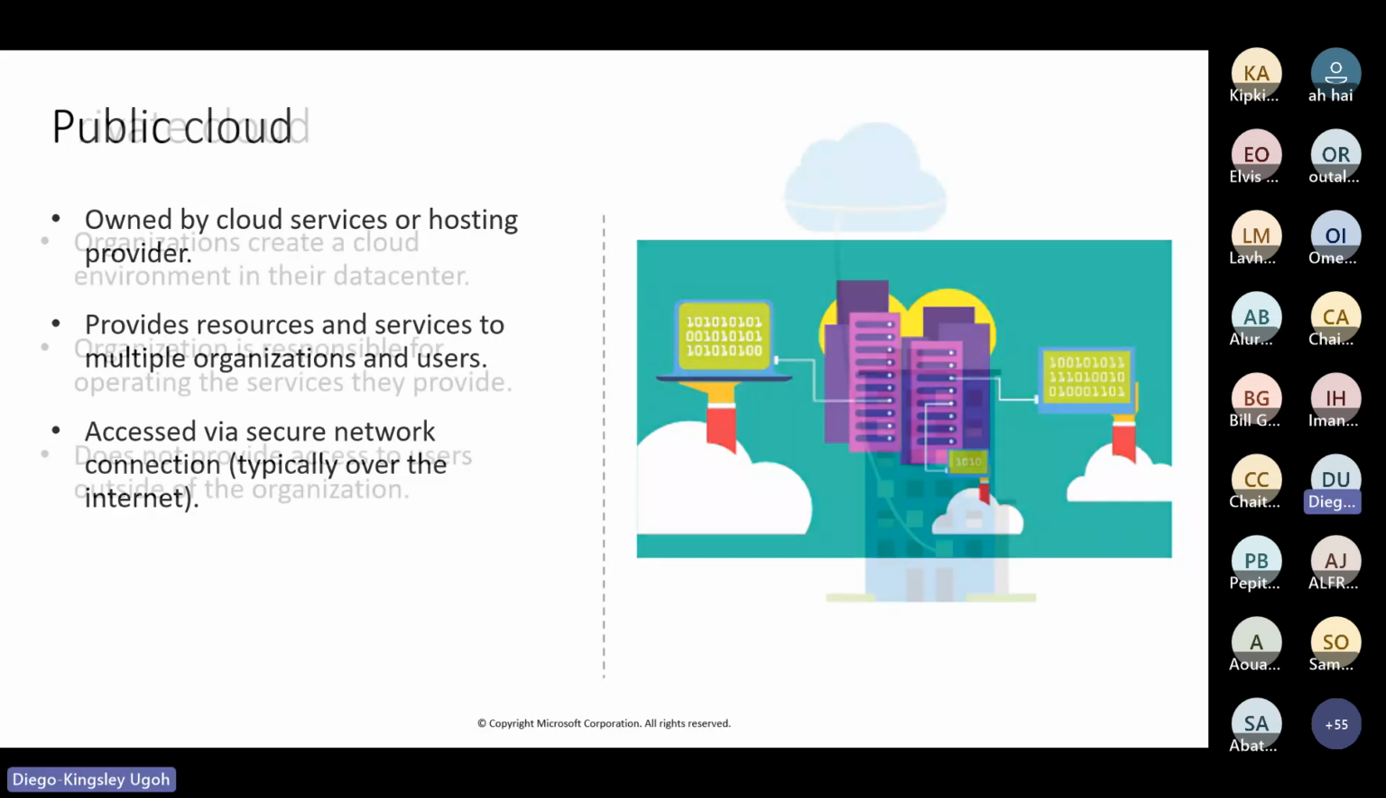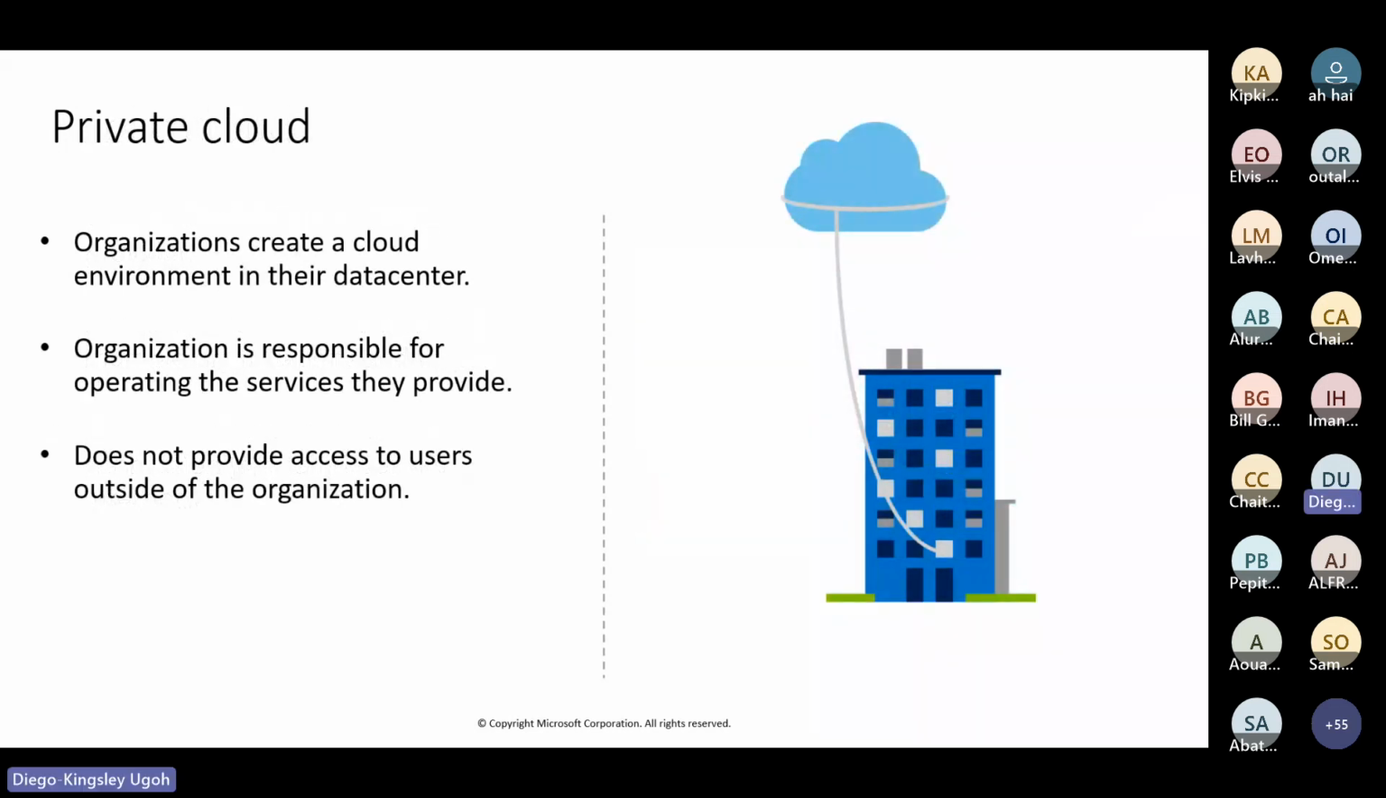Now let's look at the private cloud. We can see private clouds in organizations. Organizations can create a cloud environment in their data center. Like you can see on the right side in the image, a data center can be a physical location, a physical building where your servers are being housed. That is what we call a data center.